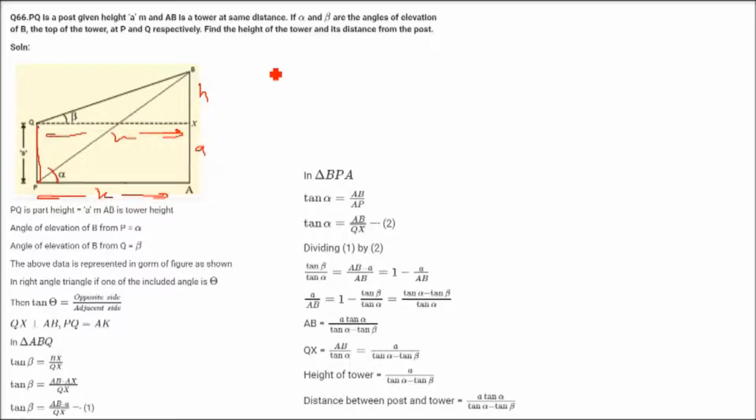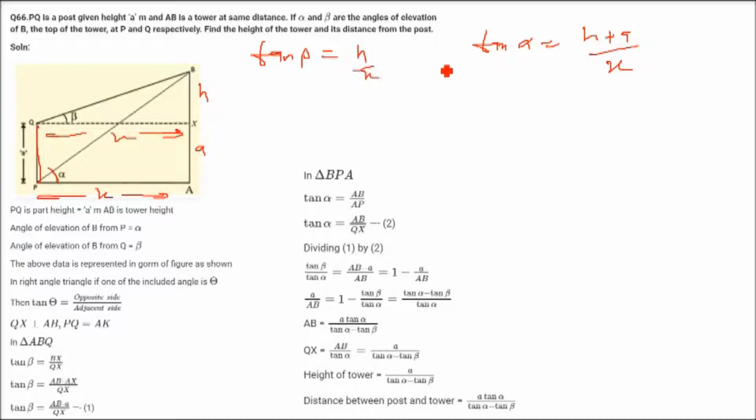So let us take this first one, this triangle I'm taking. So tan beta will be equal to H by X. Coming to this triangle, tan alpha is going to be (H plus A) by X. So in order to find X, because we have to find out the height of the tower and the distance also, X and H both have to be found out.